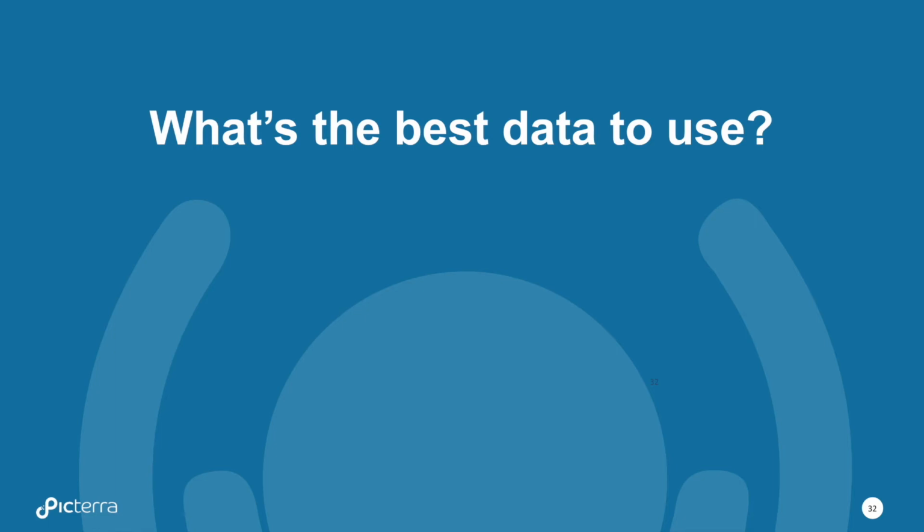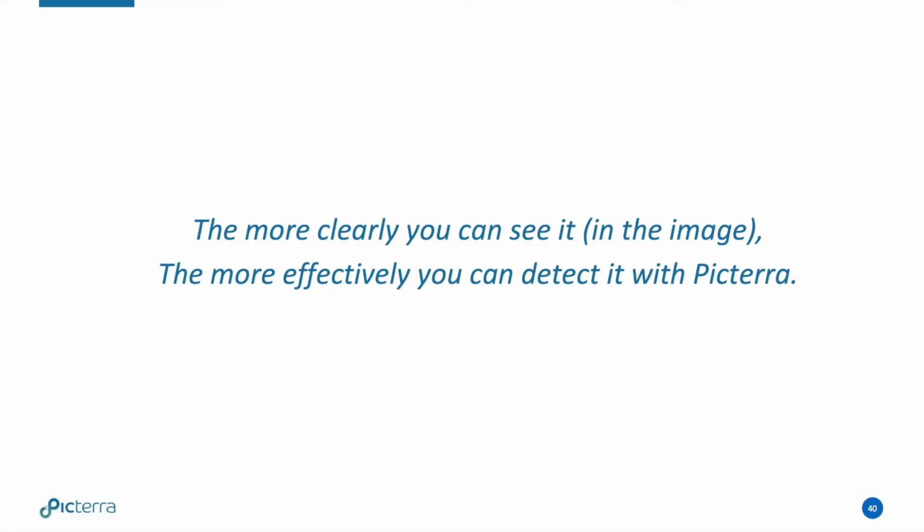What is the best data to choose for your particular application or project? The general rule of thumb is that the more clearly you can see the object in your imagery, the more effectively you can detect it using Pictera. So, for example, if you have the choice between lower and higher resolution imagery, most likely you should go for the higher resolution imagery. Or if you're playing around with the imagery bands, then try to select bands that make the object you're trying to detect really stand out.